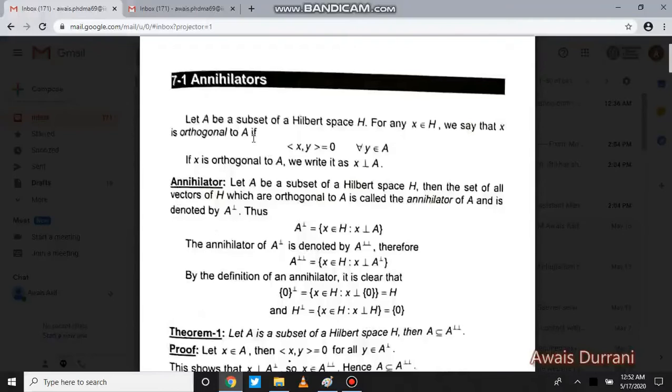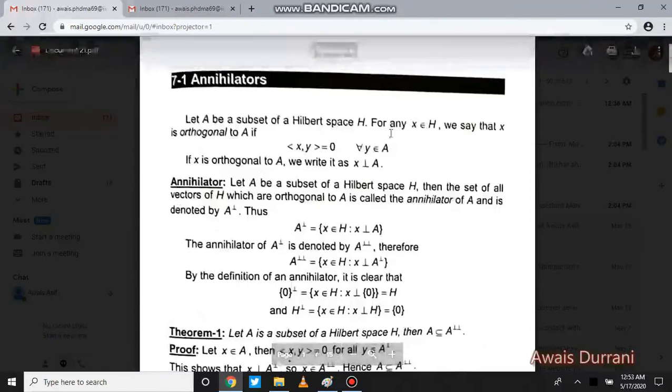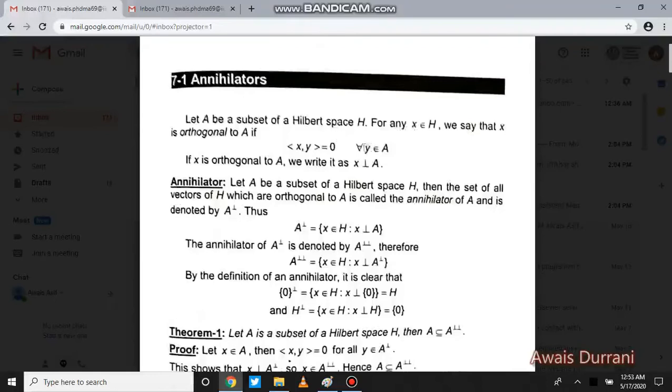Now we are coming towards the annihilator. For example, we have a Hilbert space H and there is a subset A of the Hilbert space H. Then the set of all such vectors inside the bigger set H which are orthogonal to the set A is said to be the annihilator. Explaining this definition, H suppose is a Hilbert space, A is a subset of this H. Then we say that, for example, x is an element, as we described here, that is orthogonal to every element of A, or we can say that this x is orthogonal to the whole set A.